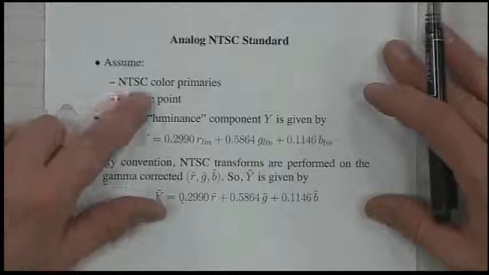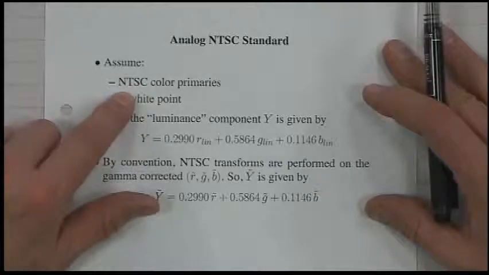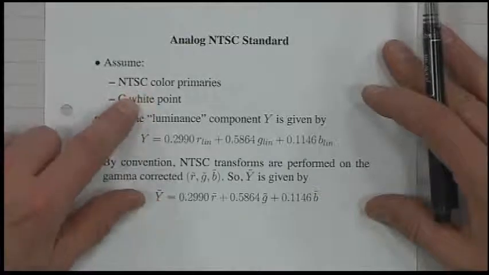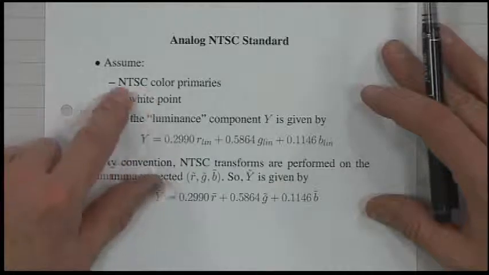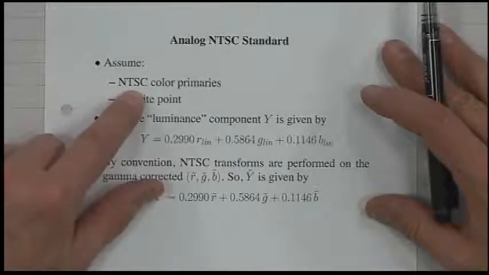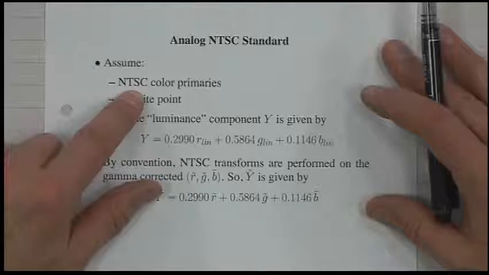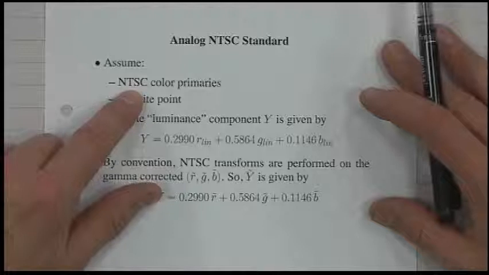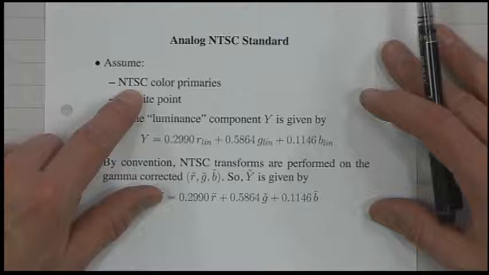NTSC was the color standard that was originally encoded. I'm not even sure what NTSC stands for, honestly, but it was put in place when TV first started coming out. It really was a very successful standard. TVs today still take NTSC input, but it's not nearly as widely used as it used to be.